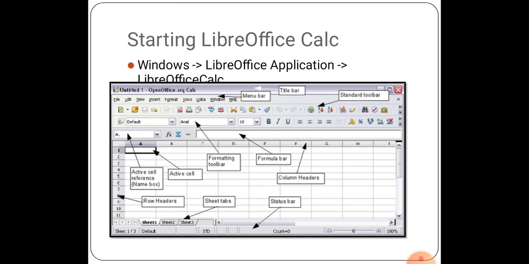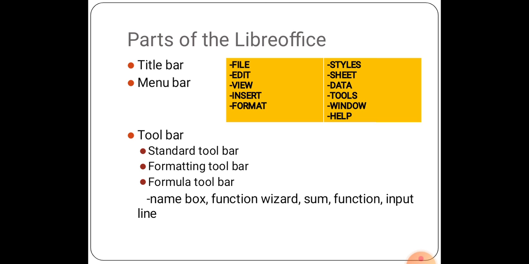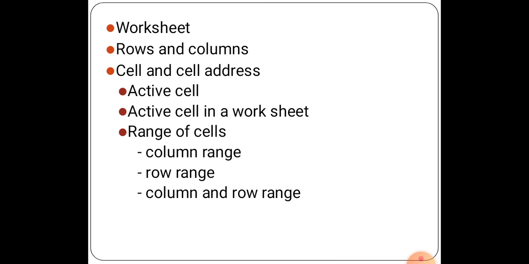The next one is the formatting toolbar. As I said, the formatting options for the content, that is the data, can be bolded, italics, underlined, or indentation and the page setups. All these things come under this formatting toolbar. And the formula bar includes name box, function wizard, sum, function, input line, everything. There is also the worksheet.